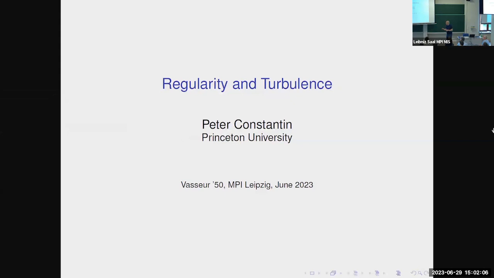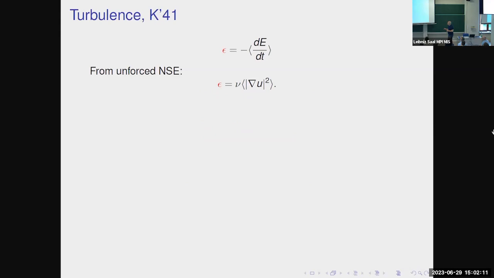Let's see. It works. So I will recall here some classical results, both in math and in turbulence. I'll start with the ways of describing turbulence that are minimal. One of the first and most important parameters is the rate of dissipation of kinetic energy. There is a minus so that this rate is positive. So this is denoted by epsilon.